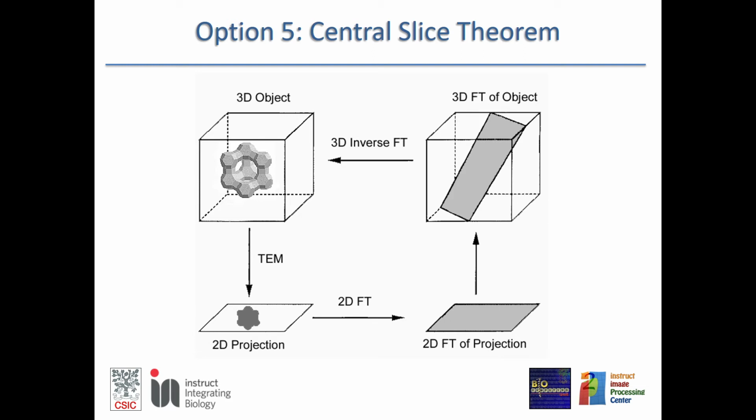So this is just a reminder of the central slice theorem. The central slice theorem said that if you had a 3D object and you had a projection of that 3D object, then the 2D Fourier transform of the projection is one of the planes of the 3D Fourier transform of the 3D object. And this plane has to go through the origin, so it is one of the central planes, and the coefficients are exactly the same up to some scaling factor.